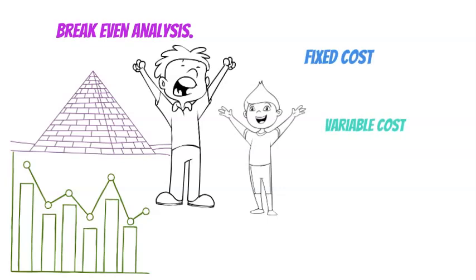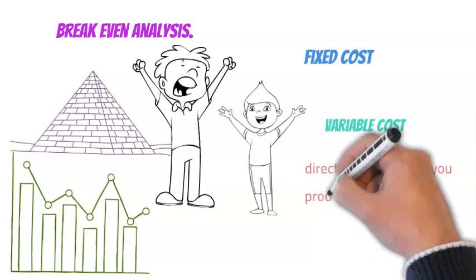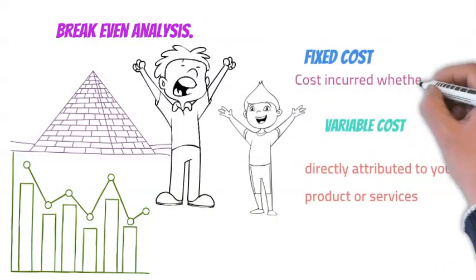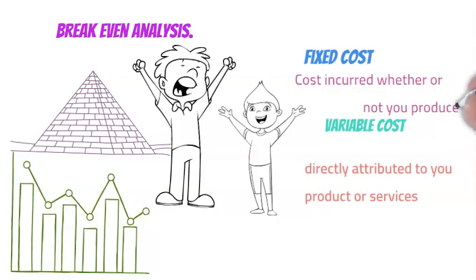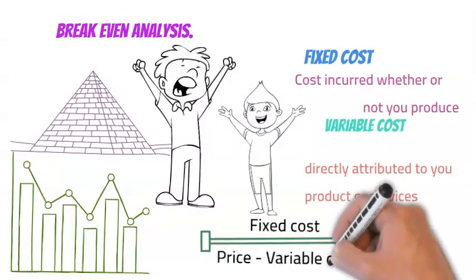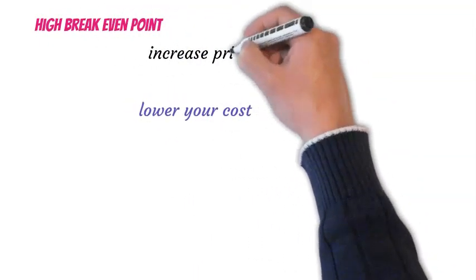Variable costs are directly attributed to your product or services. If you do not produce or render services, it will not be incurred, while a fixed cost is the cost associated with your business which is incurred whether or not you produce or sell a product or render a service. This includes staff cost, admin cost, advert, rentals, etc. Divide your fixed cost by the difference between your price and variable cost to give you your break-even point. When your break-even point is too high, you either lower your cost, increase your price, or both.